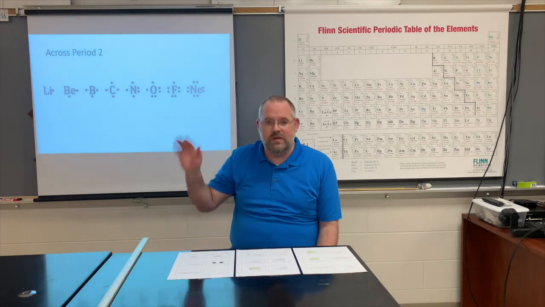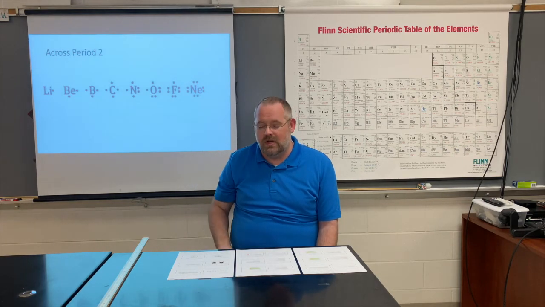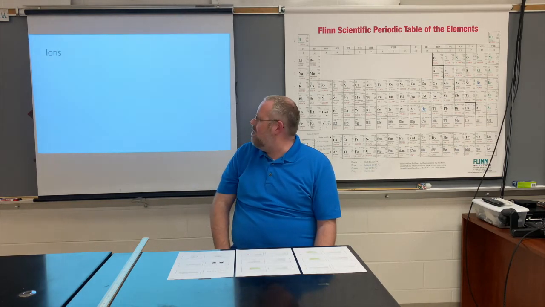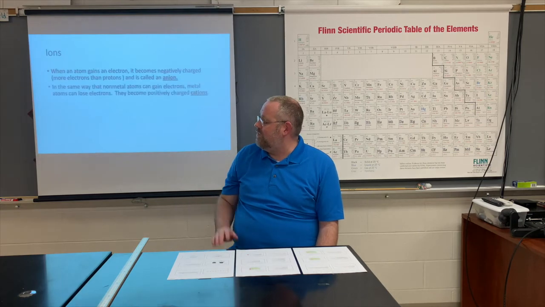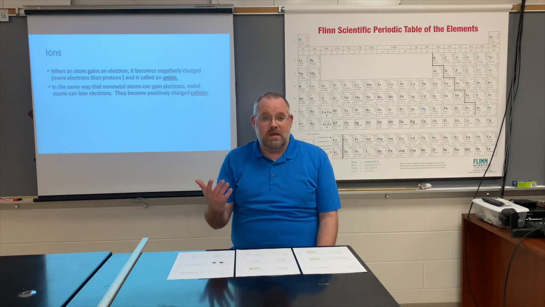Okay, so again, these are called the Lewis dots, or the electron dot diagrams. And now let's talk about what this means for making atoms stable. We're going to create ions.